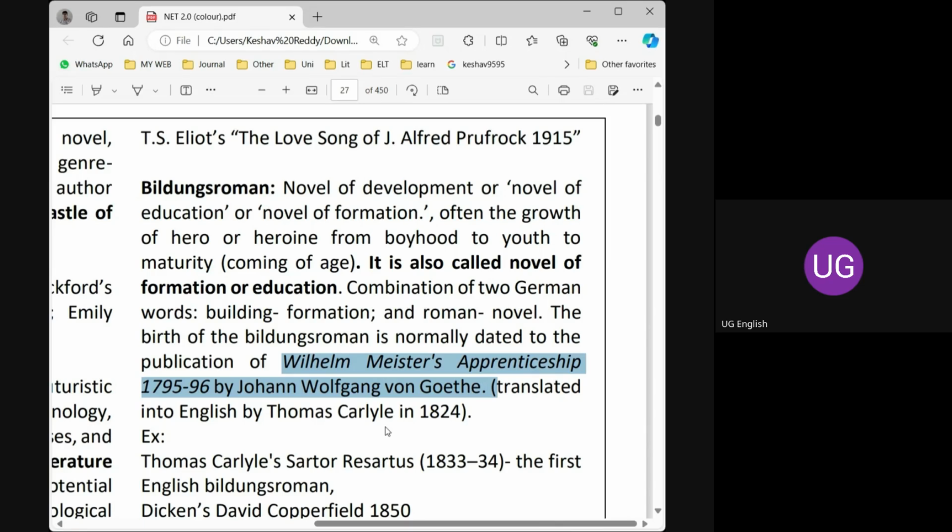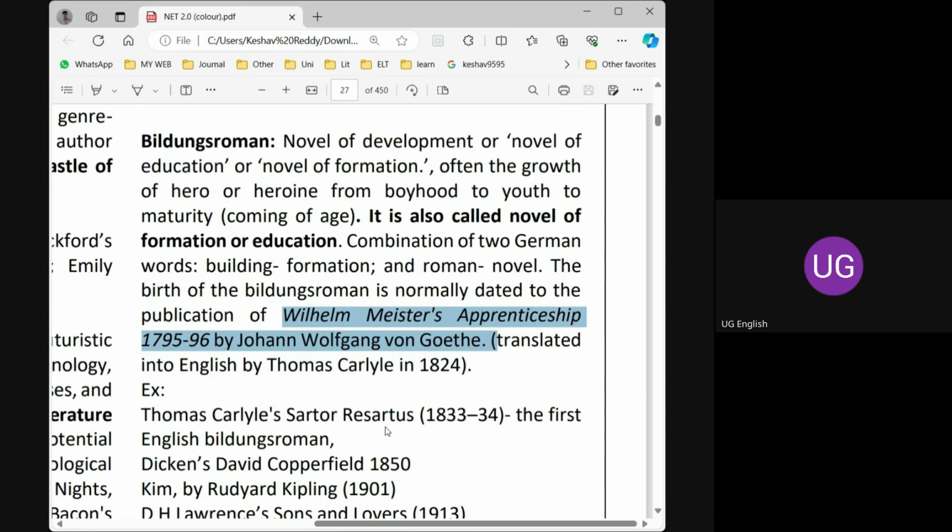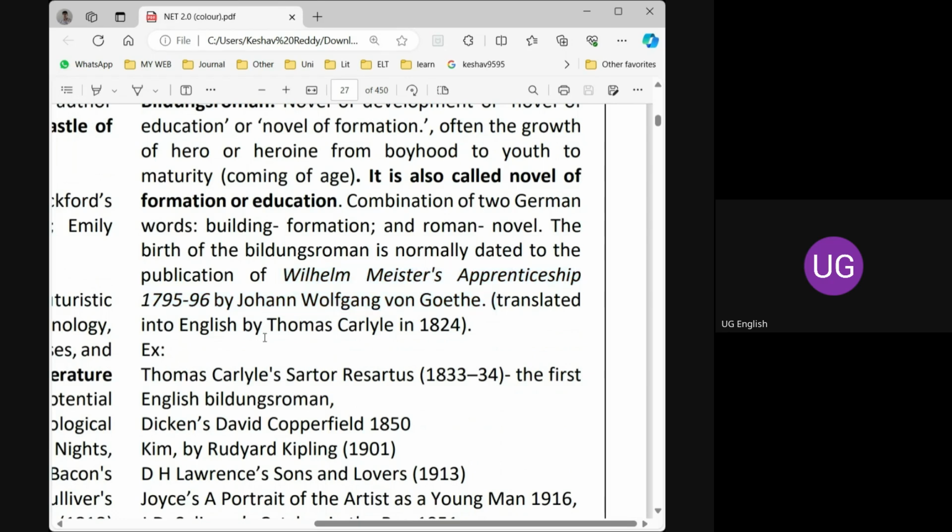This is the first important novel of formation in English. Sorry, it was translated into English but actually written in German. That is Wilhelm Meister's Apprenticeship, written by Goethe and translated by Thomas Carlyle. The first Bildungsroman work in English literature is Sartor Resartus. There is another subtitle for this.